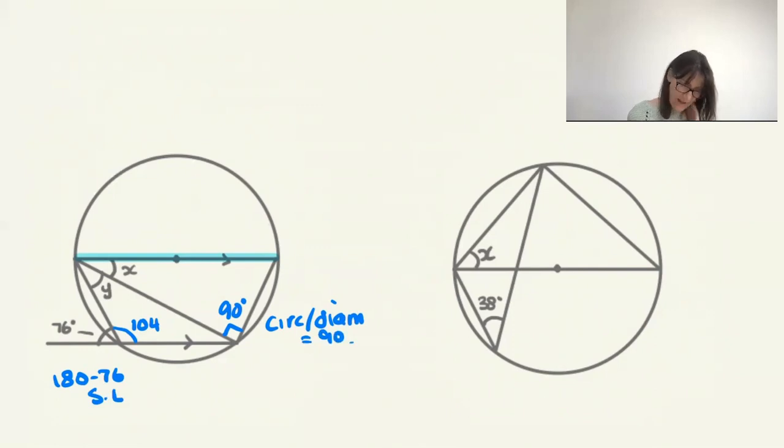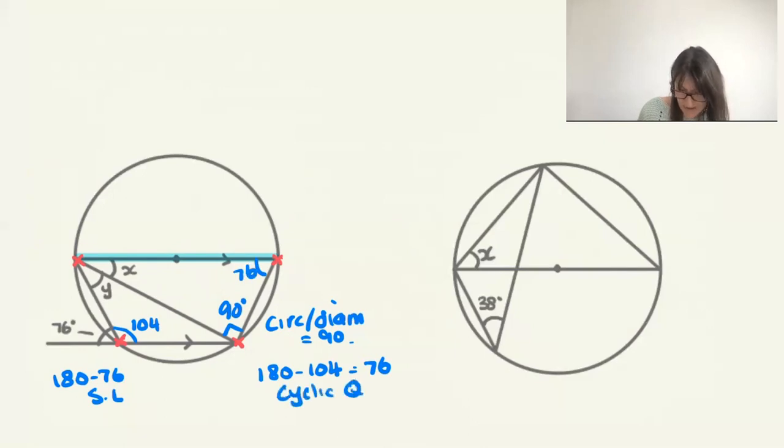Okay, so what else do we have happening in this? I have a cyclic quadrilateral. Can we see that? I've got 1, 2, 3, 4 corners on the circumference, which means that this angle here is opposite this angle here. So I have enough to help me find that one. So if I do 180 take away 104, I will get 76. And I've used my cyclic quad for that one.